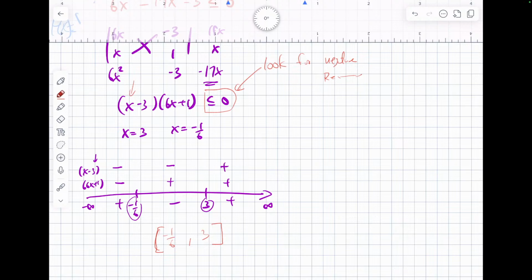Yes. So the final answer is the one at the bottom. Yep, negative 1 over 6 to 3. So this is the final answer.